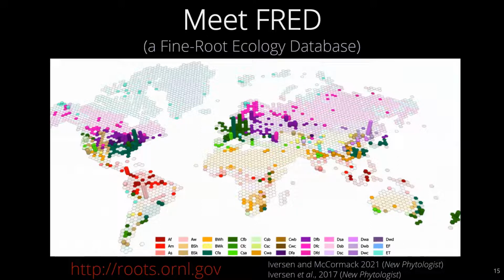We first released this in 2017. We're now on our third iteration with FRED 3.0. If you're interested in root traits, please go here. So we continue to curate this database, and then we do actually directly upload this with the TRY plant database. So we have a lot of good crosstalk if you want to link root and leaf traits together.